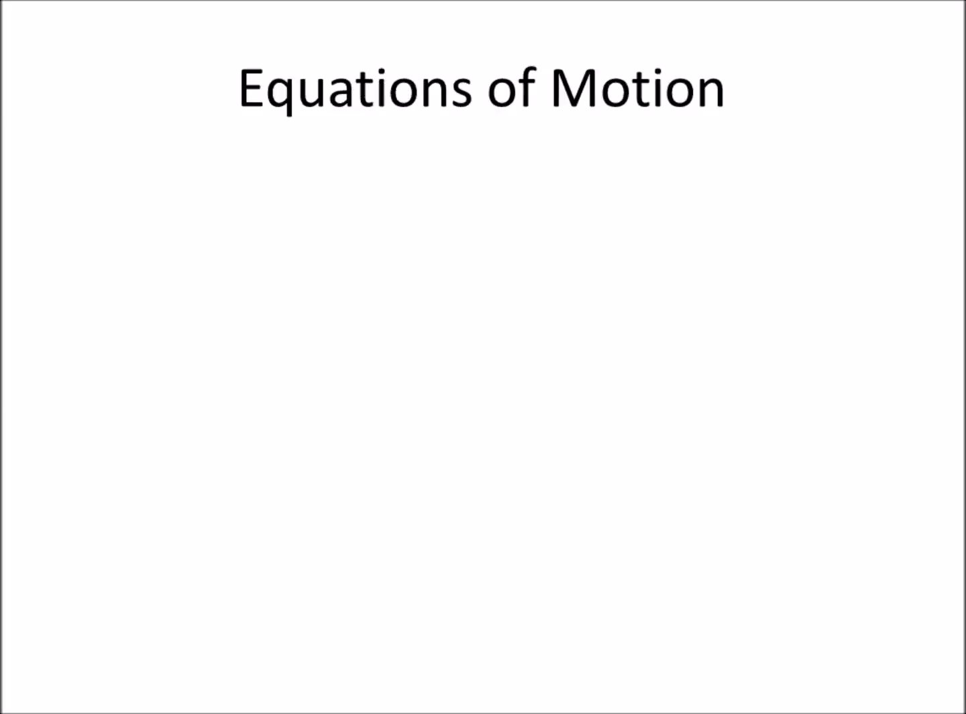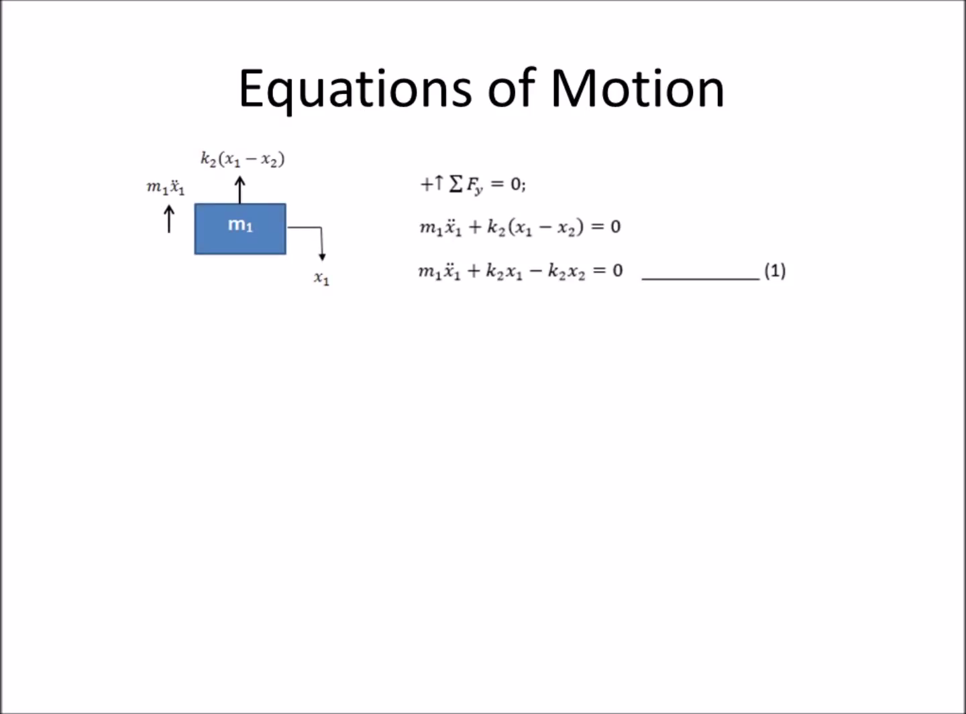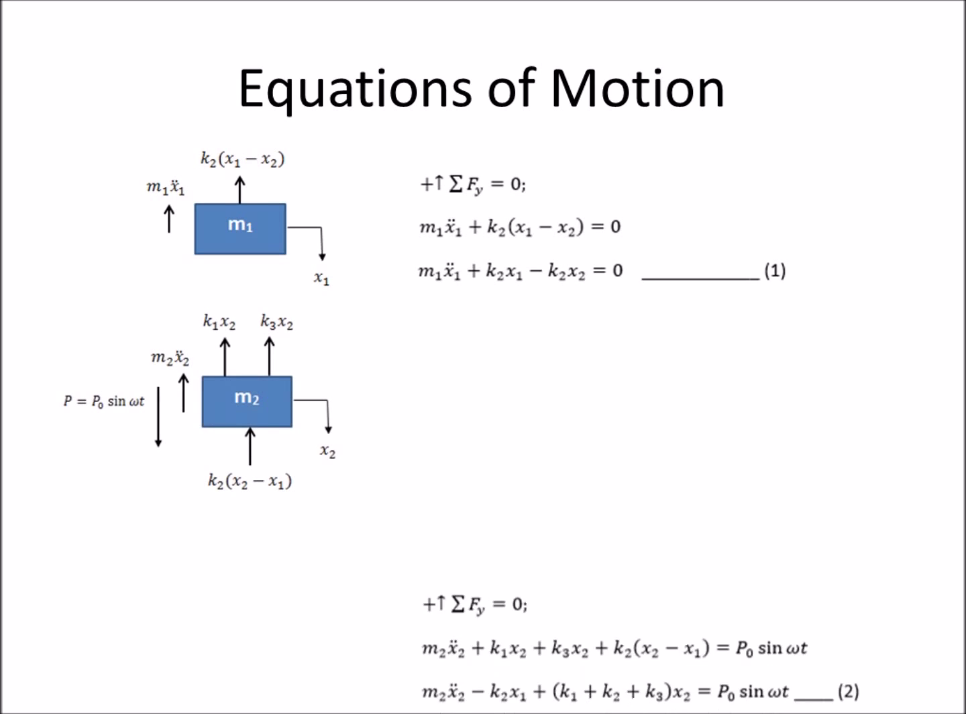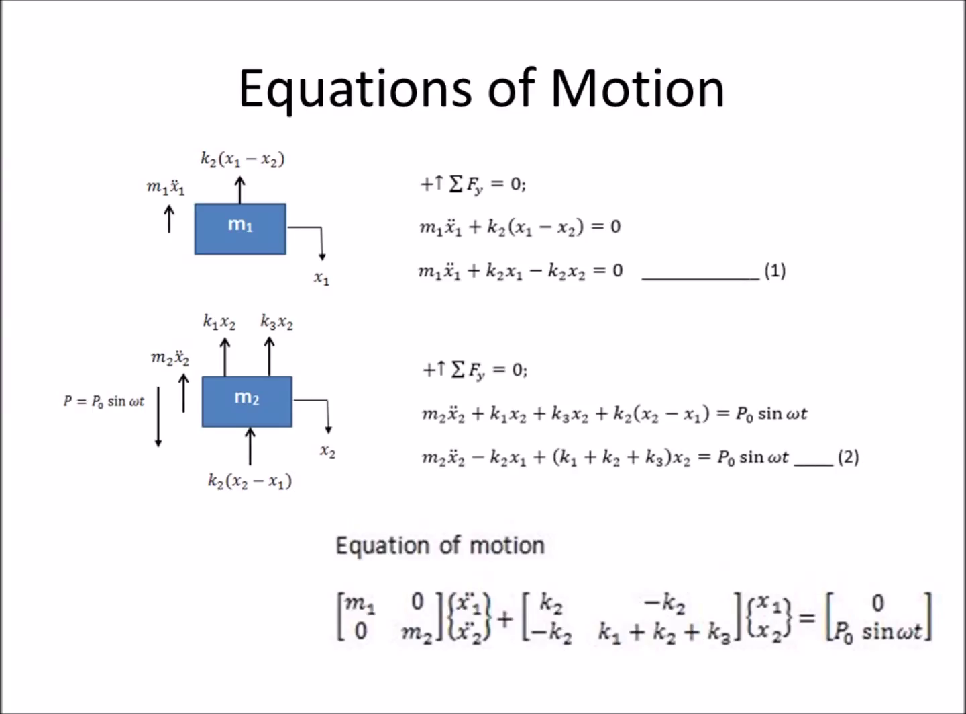To find the equations of motion, we first draw the free body diagram for mass 1. By applying the equation of static equilibrium, we obtain the equation of motion for mass 1. Using the same steps, we obtain the equation of motion for mass 2. This is the equation of motion for mass 1 and mass 2 in matrix form.